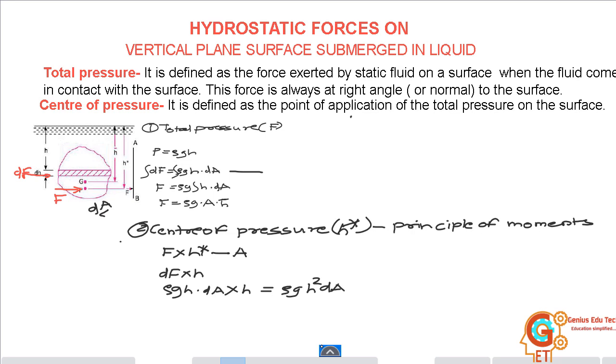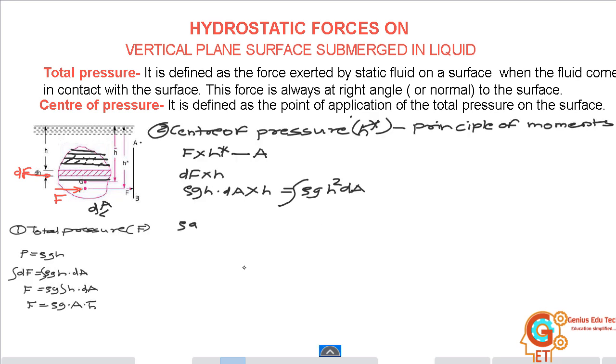Now the sum of moments of all these small forces will be the integration of this equation, because we have considered earlier that this figure is made up of all small elemental strips like this. So the sum of all these small elemental strips would be the integration of this equation. As rho g is constant, we will keep rho g outside of the integration. We get here H square into dA.